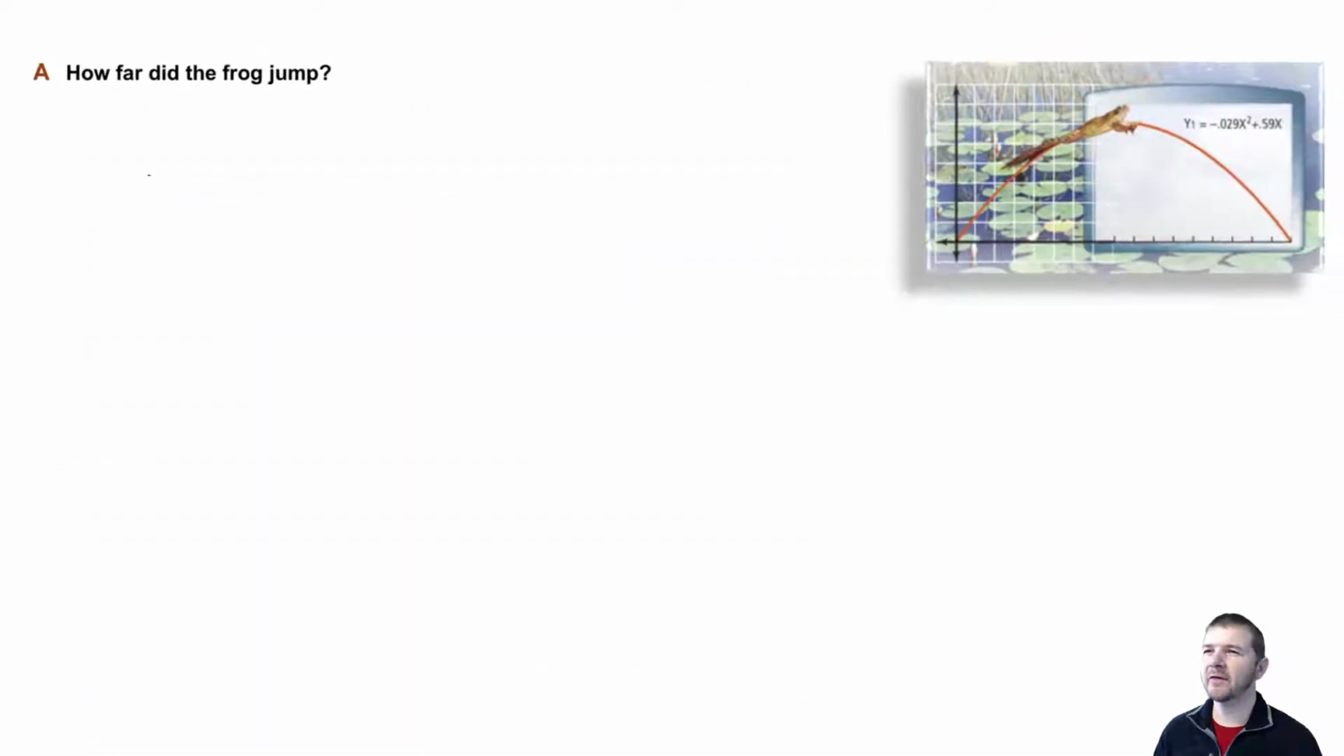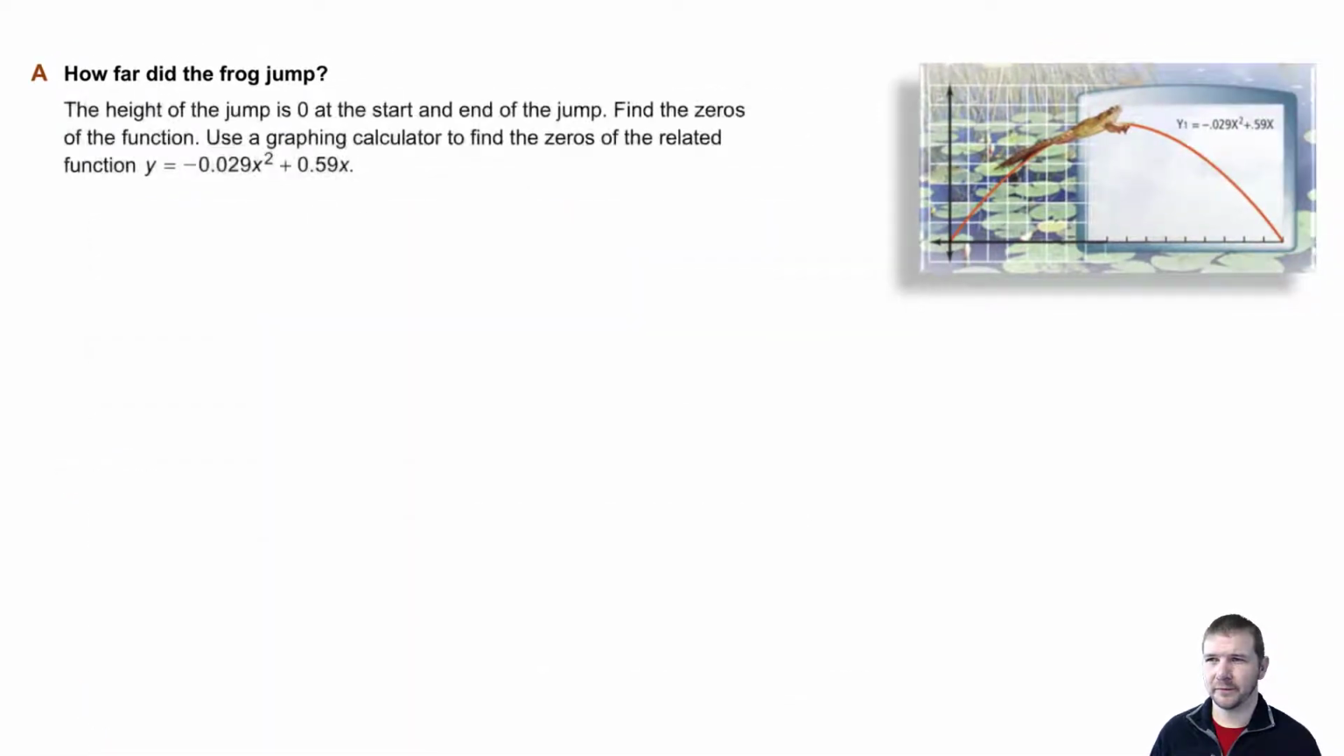First, part A. How far did the frog jump? Well, the height of the jump is 0 at the start and the end of the jump. So if we find the zeros of the function, the distance between those zeros horizontally, or difference in x's, will be the distance of the jump.